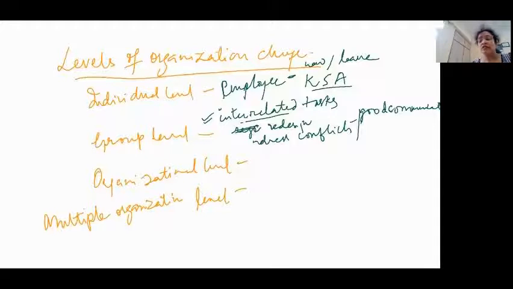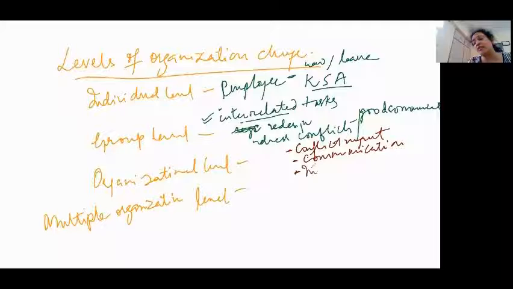Are you getting it? So therefore, at group level, these are the various issues that come up, and hence we can also put them down in other words. One is your conflict management, which has to be taken care of. Another is communication, which has to be taken care of. And the third thing is your inclusion and diversity.